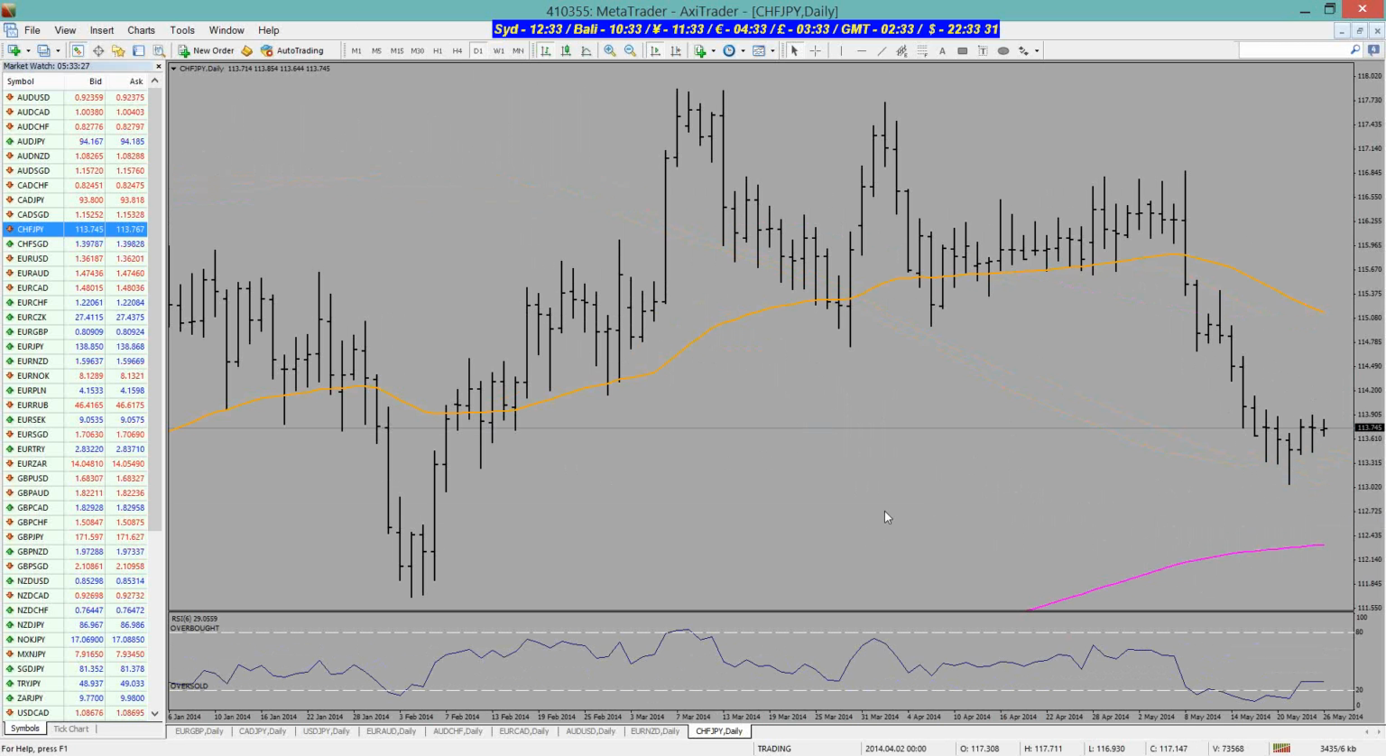Does it make sense? CAD yen is in a range, and if it breaks out of the range, it is a bonus.